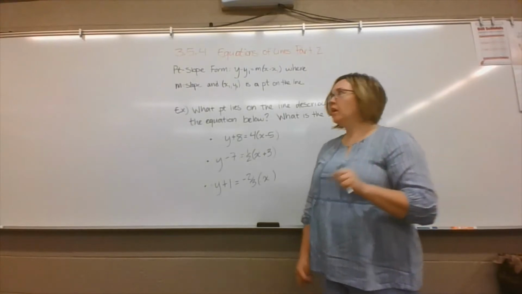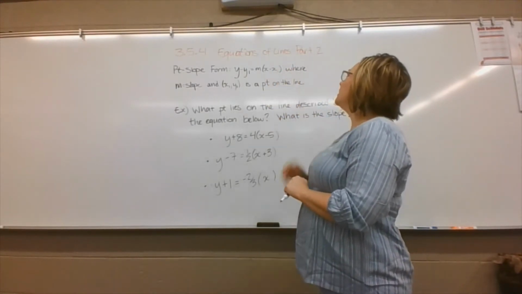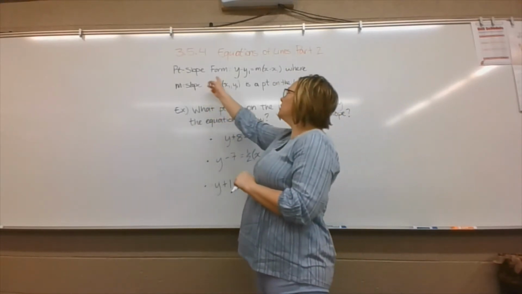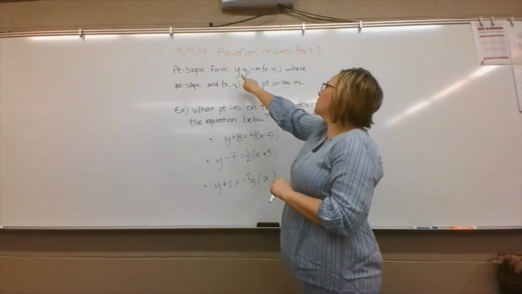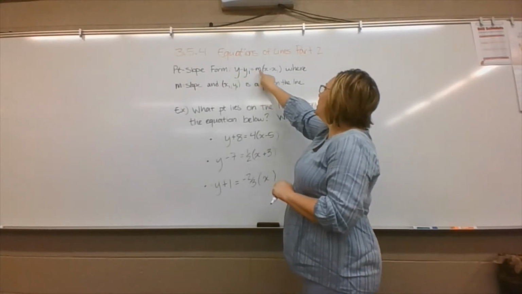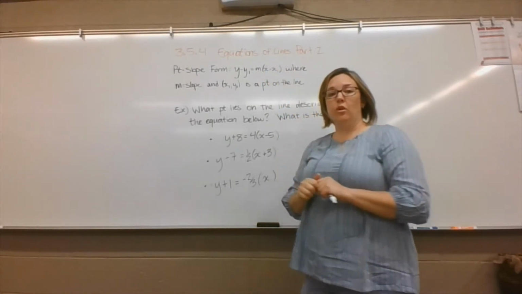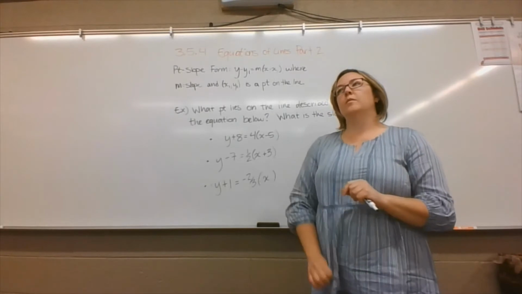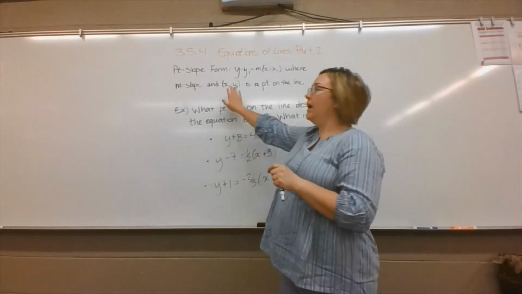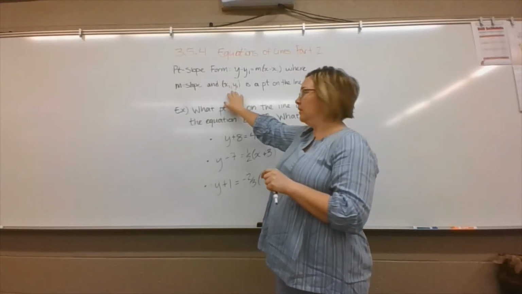All right, so let's talk about quiz 3.5.4. This is equations of lines part 2. This is all about lines that are written in point slope form. Point slope form is y subtract y1 equals m times x subtract x1, where m is our slope, just like our slope-intercept form y equals mx plus b. M is the slope, and x1, y1 together create a point that is on our line.